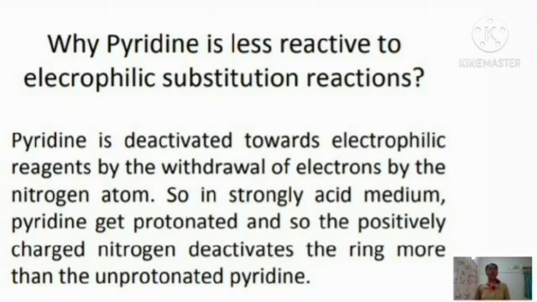That means a pyridinium ion is formed. And this pyridinium ion is less reactive than pyridine, and therefore it will deactivate the ring towards the attack of the electrophile. That is why pyridine is less reactive towards the electrophilic substitution reaction. But under drastic conditions, if electrophilic substitution reaction is carried out on pyridine, mainly the electrophile will attack at the third and fifth position of the pyridine, that is mainly at the beta position.